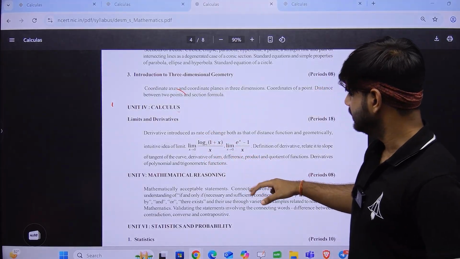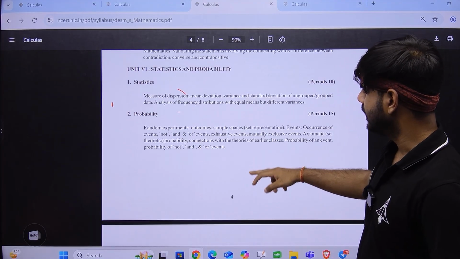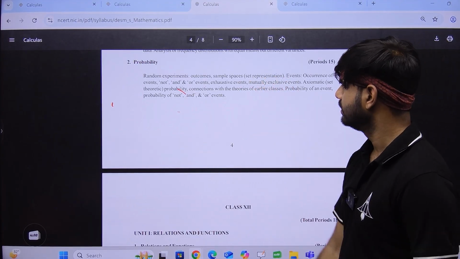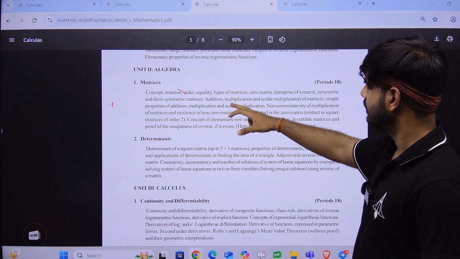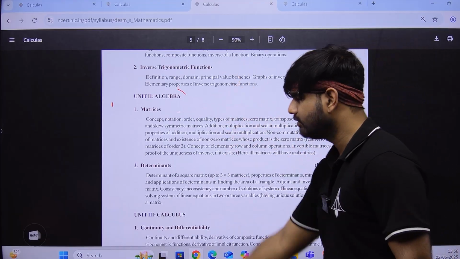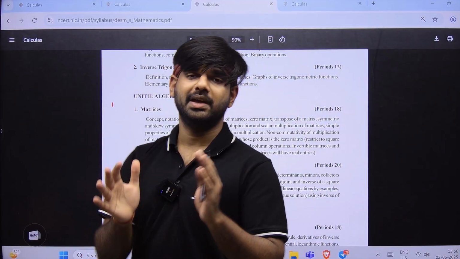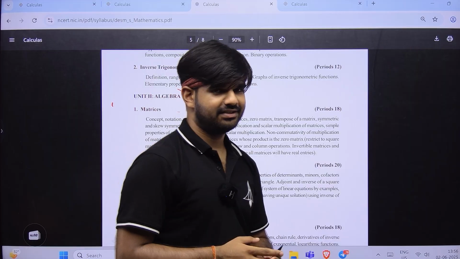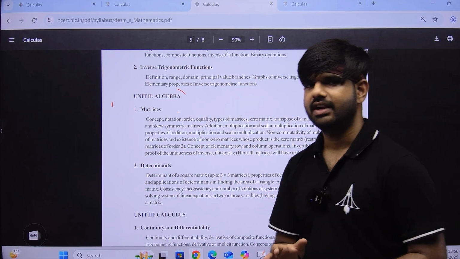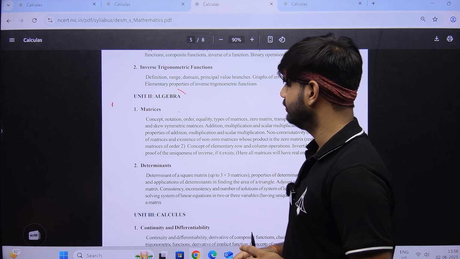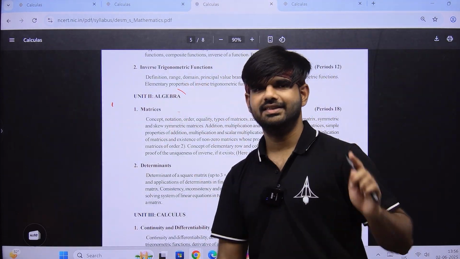Limits and derivatives are very important, like I said, and probability, of course, is really, really important. One question is bound to be asked from this. Matrices and determinants are very important. One or maybe two questions, if you're lucky, can be asked from these, and there are chances that it will be doable if you know this concept decently enough.